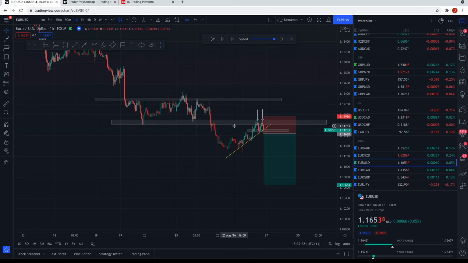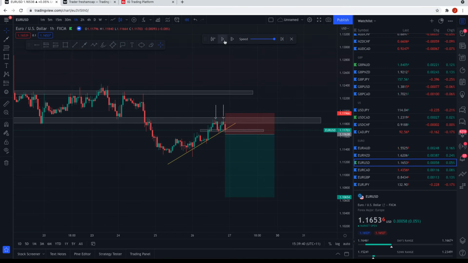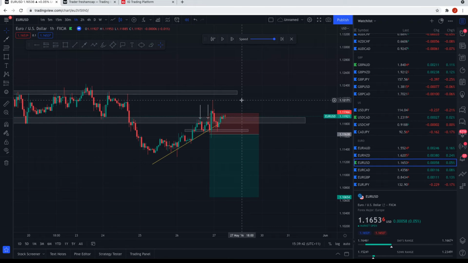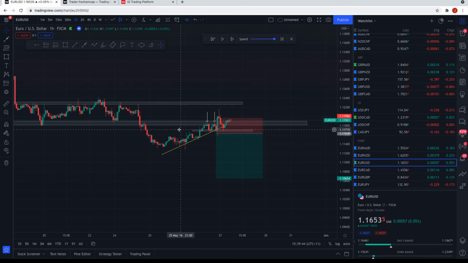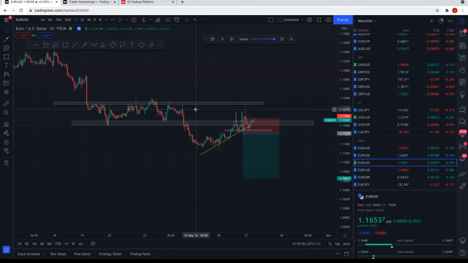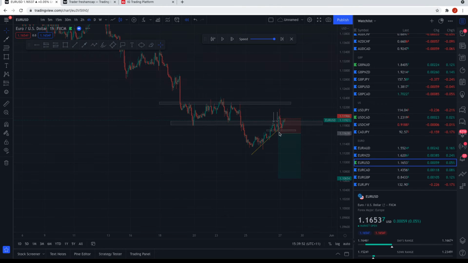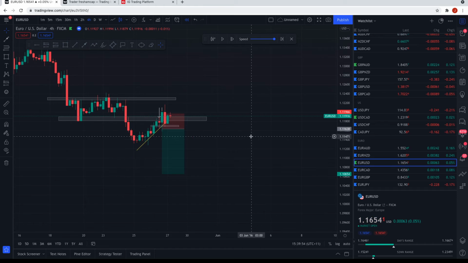A 1 to 3, stop loss above structure. Oh, nope, that sucks. So we probably should have waited for price to break below, come back, and then continue down. Yeah, probably should have waited for that. Oh well.